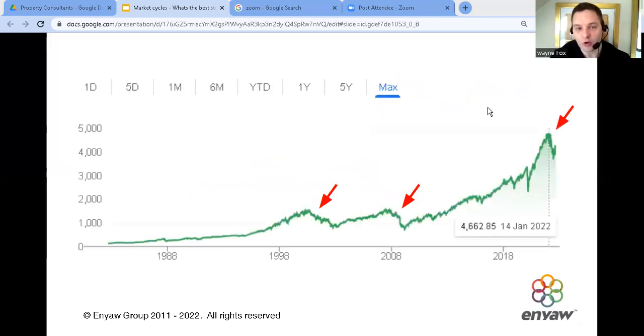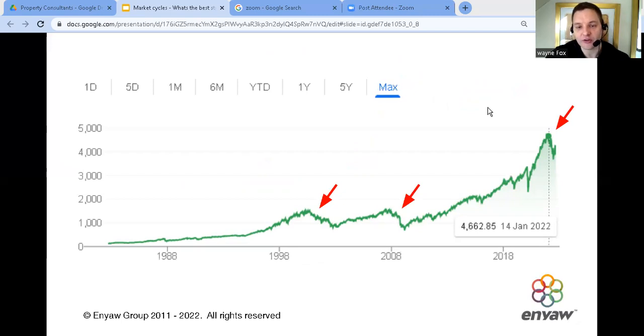So let's look at the stock market. This is a chart of the S&P 500, which is one of the main stock market indexes for America. And you can see that, as with the property market, this also goes through these cycles every few years. And normally this is every 7 or 8 years.